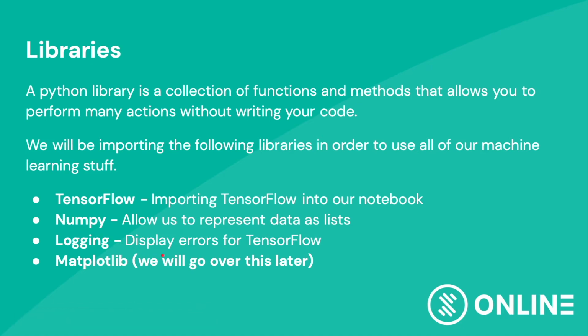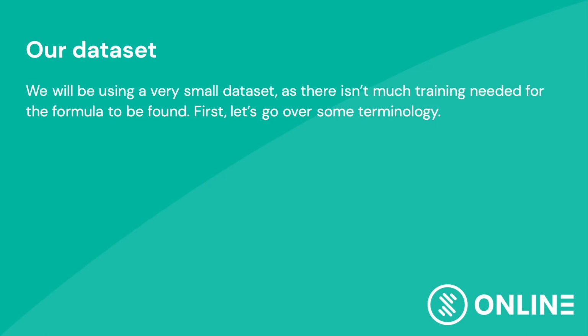We talked about lists. NumPy will allow us to create more advanced types of lists that we can use with machine learning. We're going to be using something called logging, which is just to display errors in our code for TensorFlow, and something called matplotlib. And we're going to be going over that later. We're using a very small data set, so there's not that much training needed for our formula to be found. So we can go over some terminology first.